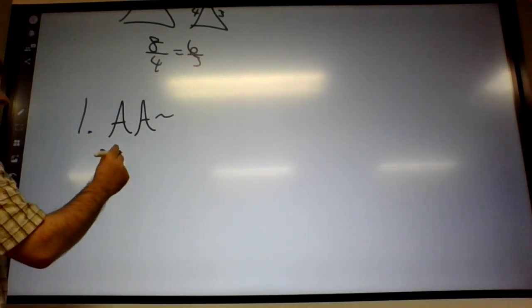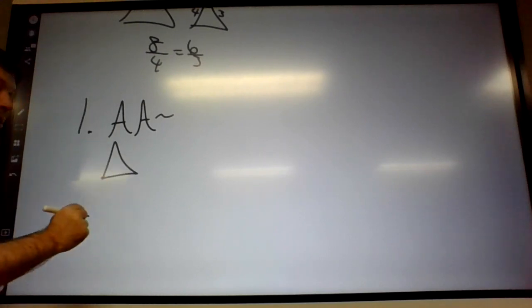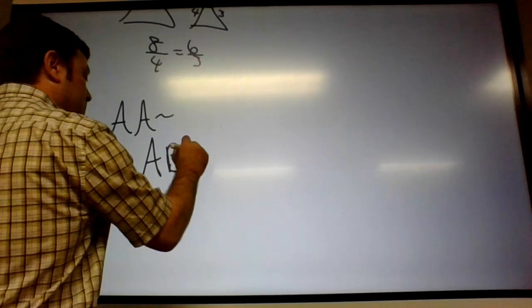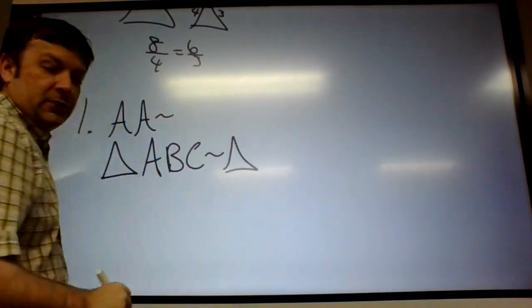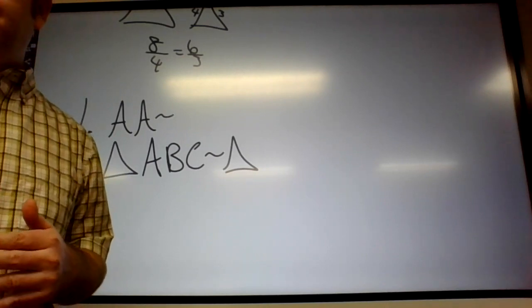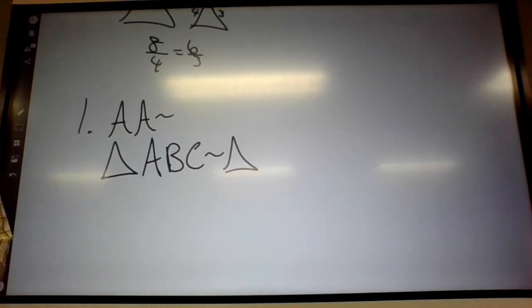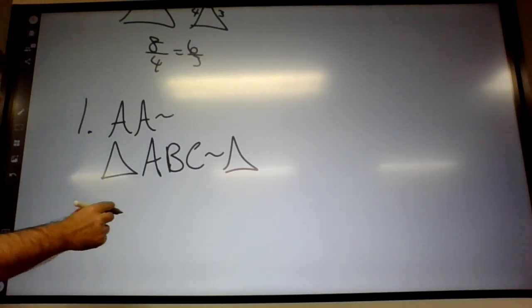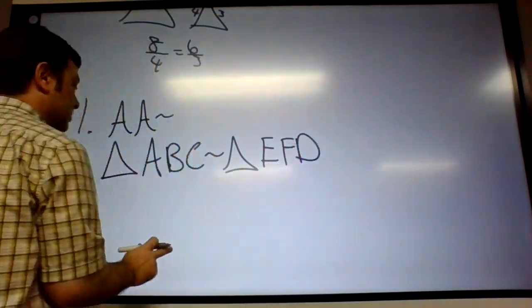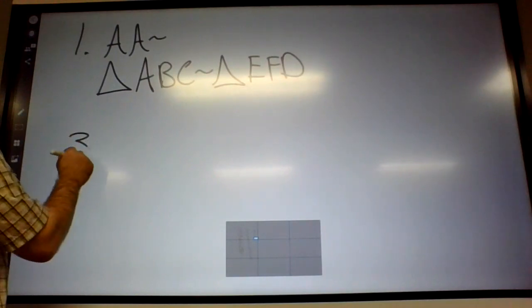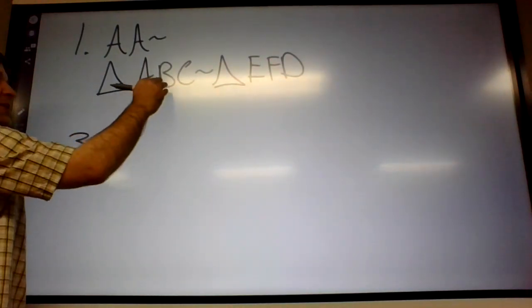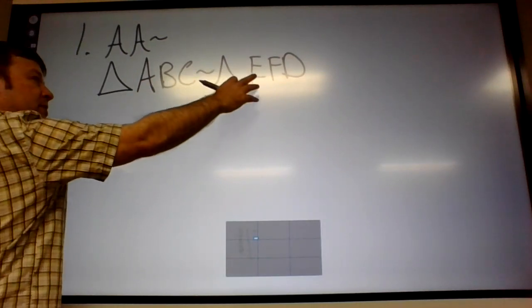Okay, if it is similar, we have to write a similarity statement. So if I go triangle ABC is similar to EFD, A would match E, B would match F. It was AA. Angle, angle: two pairs of angles are congruent. Wait, is that not the statement though? No, this is the similarity statement because we're saying this triangle is similar to this triangle.